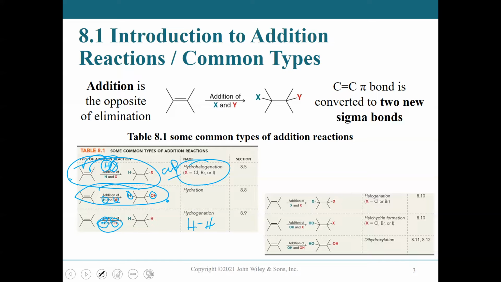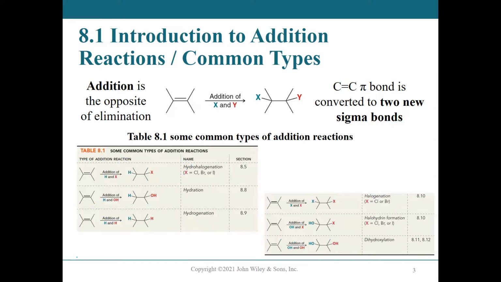Halogenation, or what we call bromination or chlorination. So you have Cl2. It breaks into two. One chlorine goes to one carbon, and the other chlorine goes to the other carbon of the alkene. Halohydrin formation. You have an OH and an X, right? So it's a combination of the two species. And finally, the dihydroxylation, you have two OHs, and they are added to each of the carbons of the alkene.